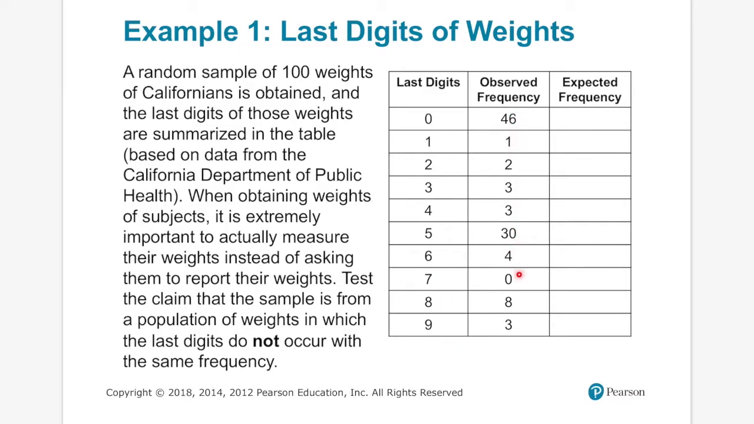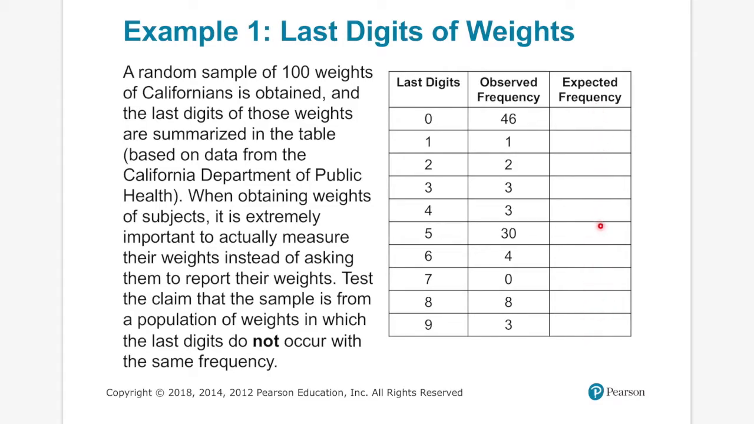This column is the observed frequency, which is the frequency when I weighed these 100 people. I found out that 46 of them have weights with 0 as the last digit. 30 of them have weights with 5 as the last digit. None of them have a weight with 7 as the last digit.